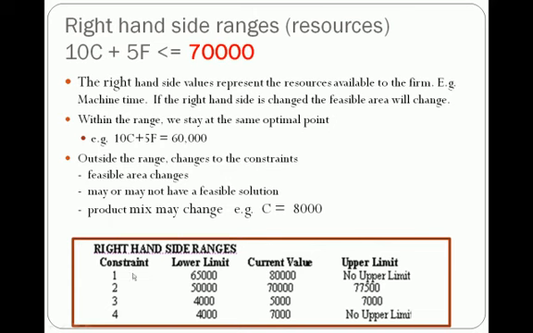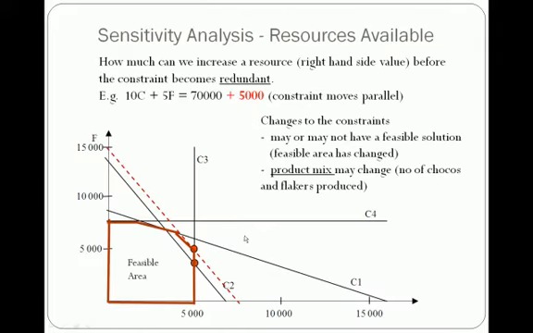So if we have a look at constraint 2, we can vary between 50,000 and 77,500, and we remain with the current solution. We will make chocos and flakers. Outside this, we may or may not have a possible solution. Just diagrammatically, that's saying if we change the number of flakers from 70,000 to 70,000 plus 5,000, it simply moves our constraint away from the origin in a parallel manner.